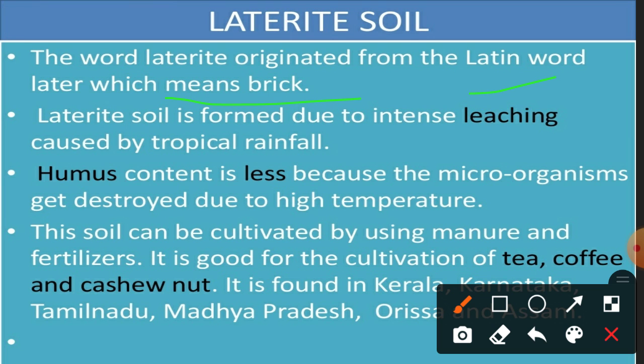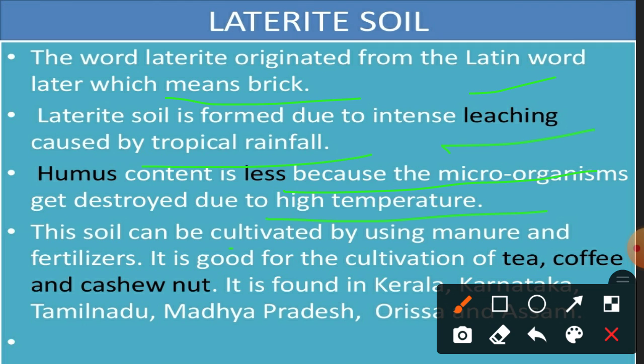Laterite soil is formed due to the intense leaching caused by tropical rainfall. Due to the leaching, the important nutrient content of the soil leaches out into the lower strata, or lower horizon, of the soil, and the soil becomes infertile. Humus content is very low because microorganisms get destroyed due to the high temperature. So there is no bacteria and no formation of humus, and when there is no humus the soil degrades.